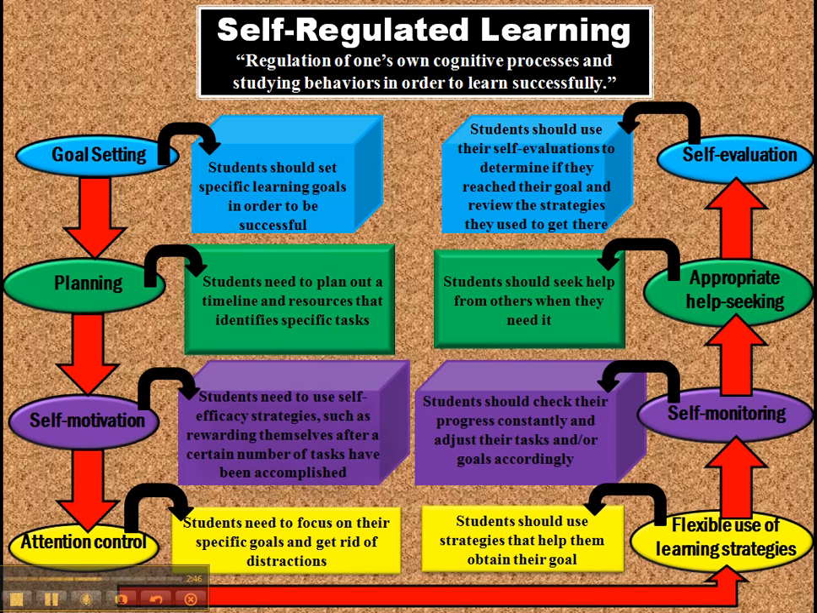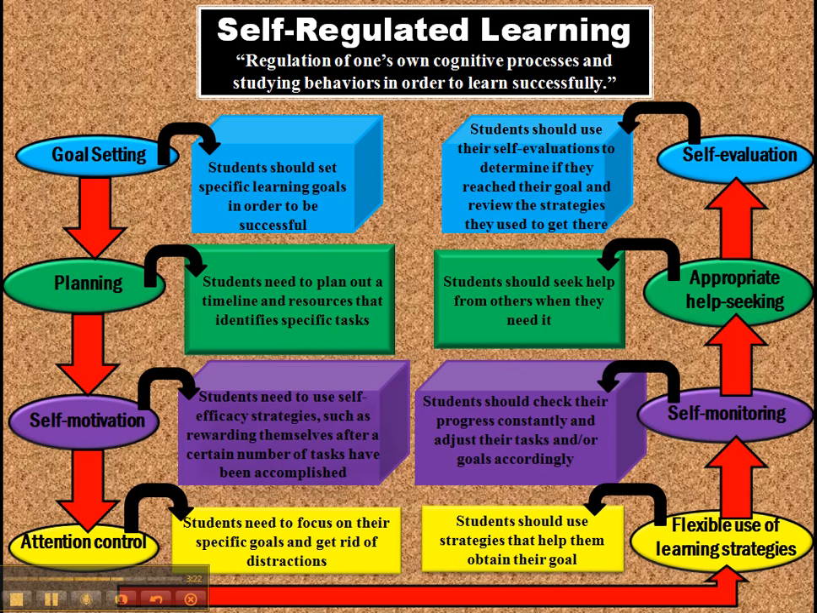The next step is self-monitoring. Students should check their progress constantly and adjust their tasks and their goals accordingly, which means they should be self-monitoring themselves, doing self-checks. Are their steps, their tasks, helping them reach their goal? That's what they should be asking themselves. And if they're not, they should adjust those tasks, should change the tasks that they're doing so that those tasks pertain to their goal.